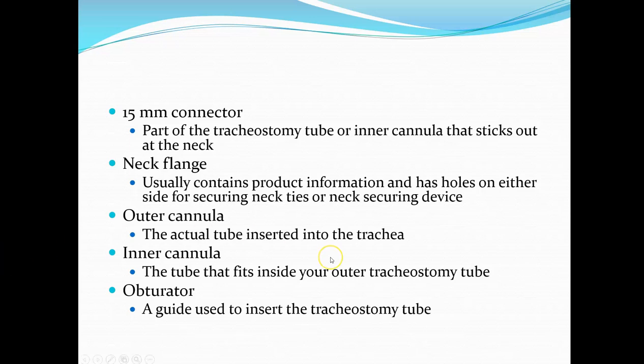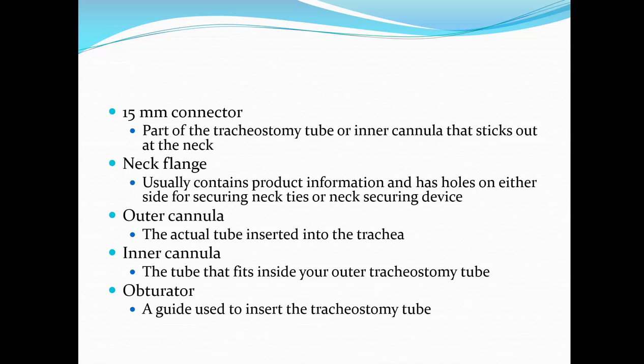Okay, and then there is typically a 15 millimeter connector, so it's part of the tracheostomy tube or inner cannula that sticks out of the neck. So this is the part that you will see. The neck flange usually contains the product information and has holes on either side for securing the neck ties or neck securing device. So they will have like a little securement device that goes around their neck and has little Velcro pieces that will go through those holes on that flange and just kind of help hold it in place.